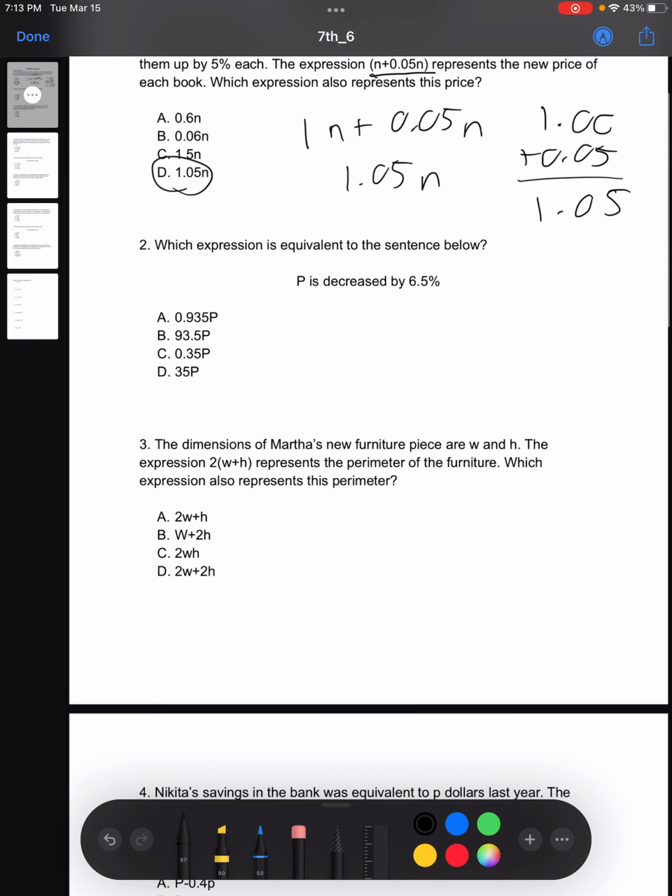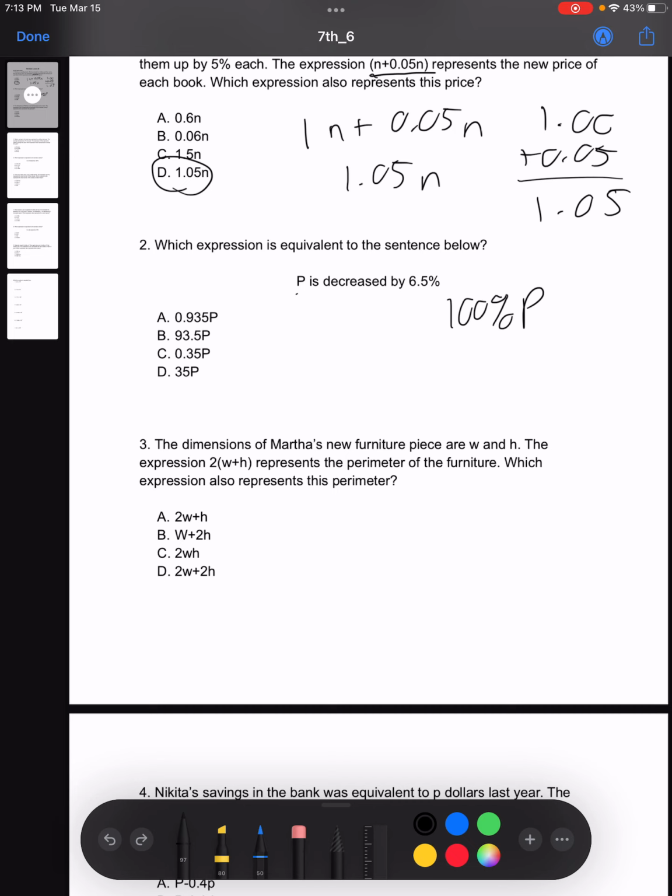Let's move on to number 2. Which expression is equivalent to the sentence below? P is decreased by 6.5%. Well, if we're decreasing by 6.5%, what we'll be doing is subtracting 6.5% from 100% of P. Essentially, whenever you have one variable like P, or say X, and we're decreasing it by a certain amount, we will always start with 100%.